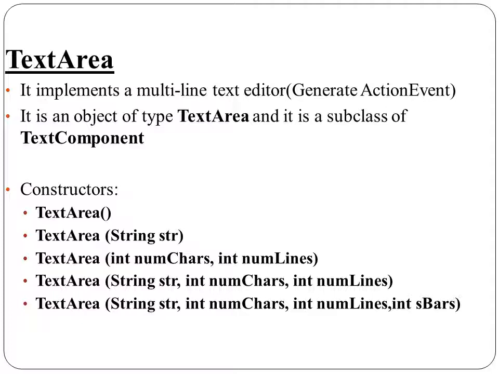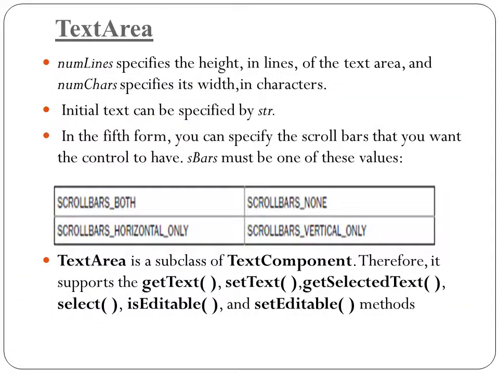sBars indicates the type of scroll bar you want in the text area. If you want both scroll bars, you can specify sBars as SCROLLBARS_BOTH. numLines specifies the height, that is the number of lines in the text area. numChars specifies the width, that is the width in characters. Initial text can be specified by the string str. And if you want to specify the type of scroll bar, we can use sBars. It can have one of these values: SCROLLBARS_BOTH, SCROLLBARS_NONE, SCROLLBARS_HORIZONTAL_ONLY or SCROLLBARS_VERTICAL_ONLY.